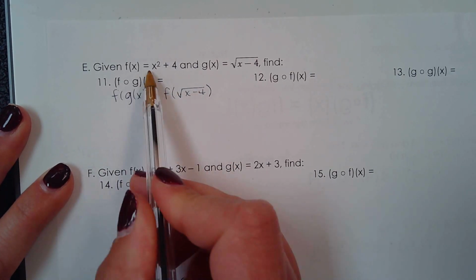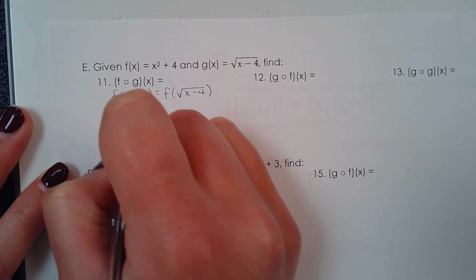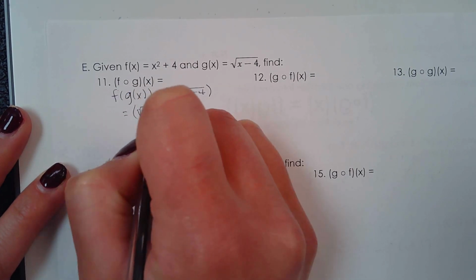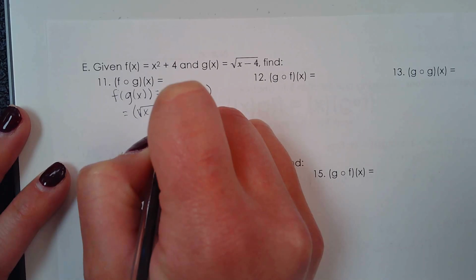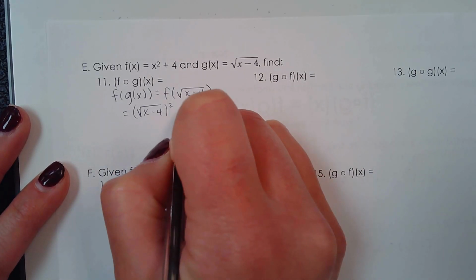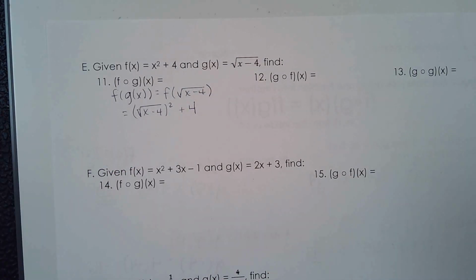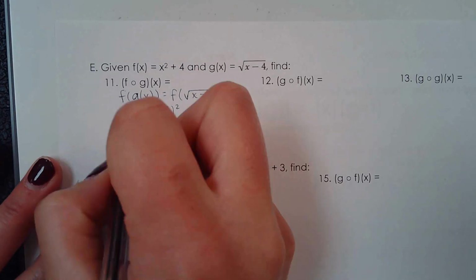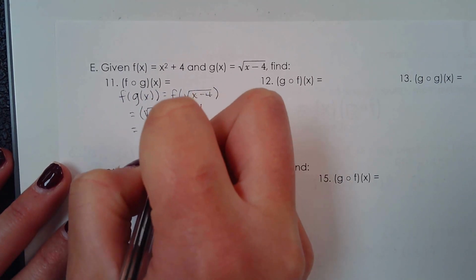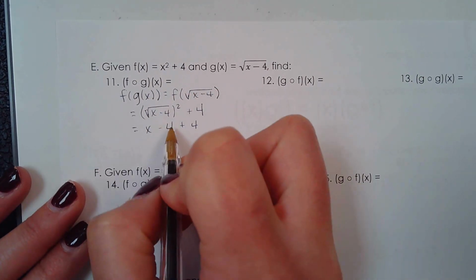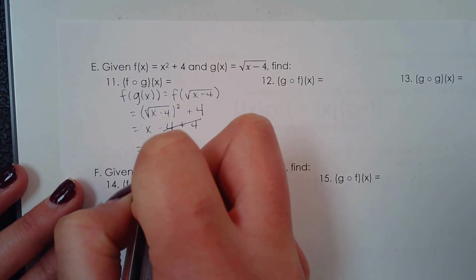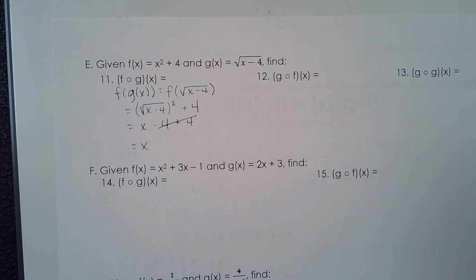We're plugging this guy into f. So we'll have x squared. So really it's the square root of x minus 4, squared, plus 4. What happens when you square a square root? The square root goes away, so we're just going to have x minus 4 plus 4, and negative 4 plus 4, and we're left with x. Is that okay? Like I said, tomorrow you're going to be asked to prove that functions are inverses. That's how you do it.